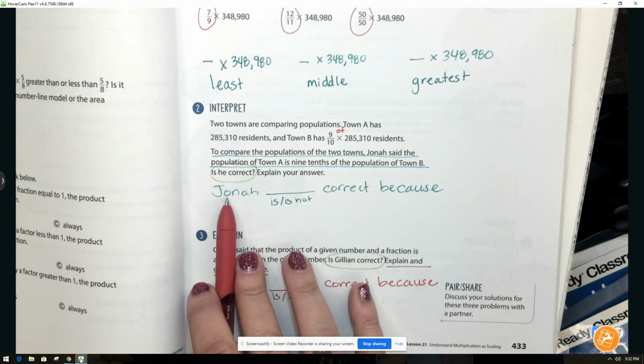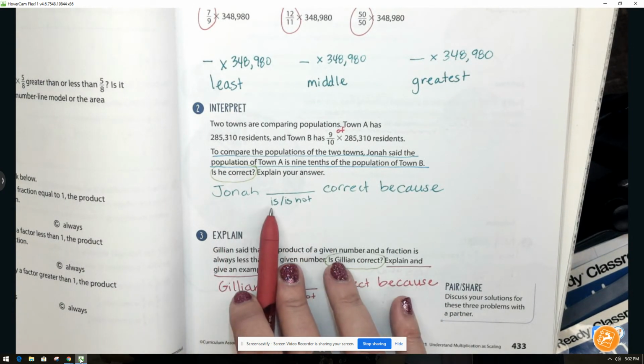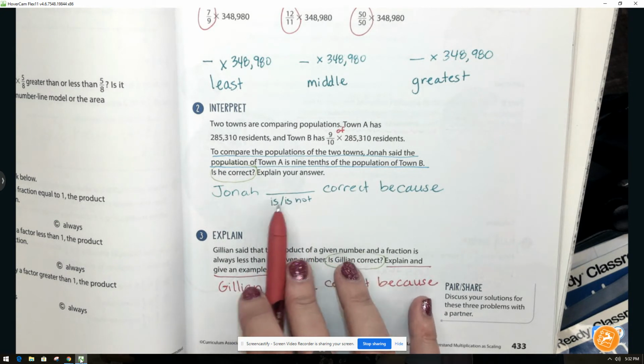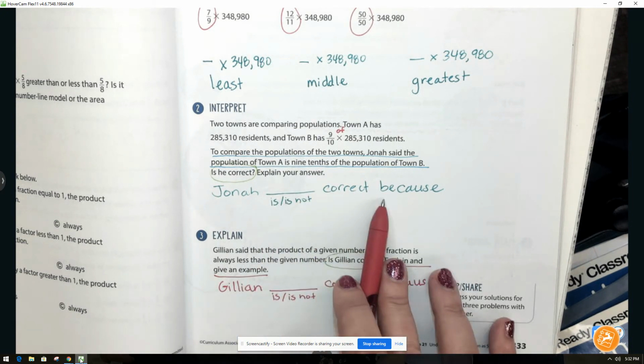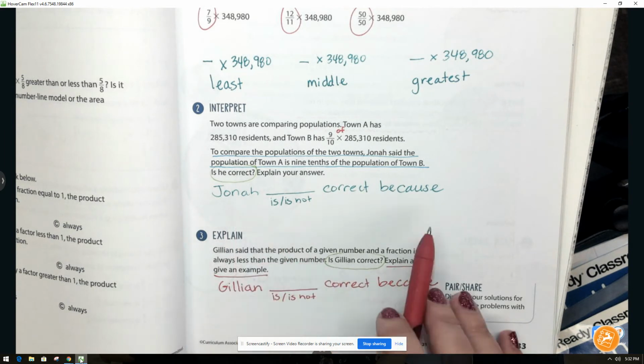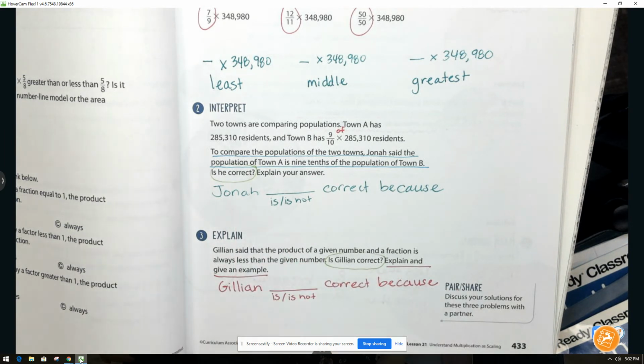So you're going to use this sentence frame. Jonah is or is not, you're going to choose your choice and write it on the line, correct because, and then you're going to tell me why Jonah is or is not correct. And if you look at the little hint that I gave you, I bet that it will help you out.